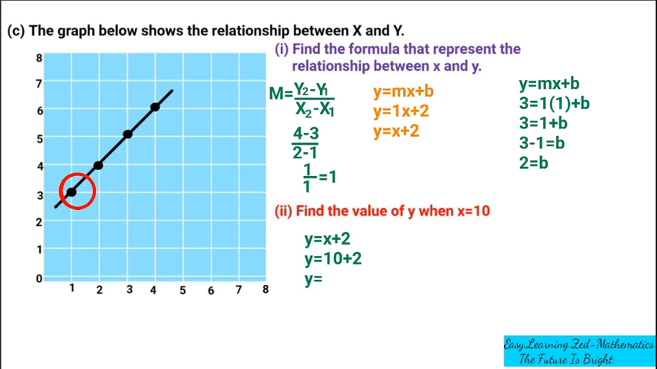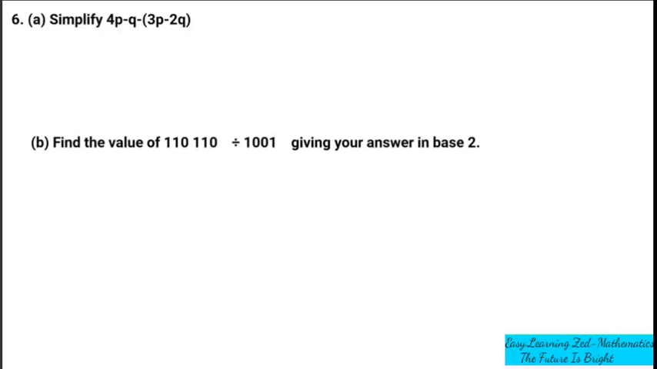Okay, so basically this is how you solve the question. If you have questions, you can ask in the comment section. Otherwise, let's go to the next question. Question 6a was as follows: simplify 4p minus q minus open bracket 3p minus 2q close bracket.